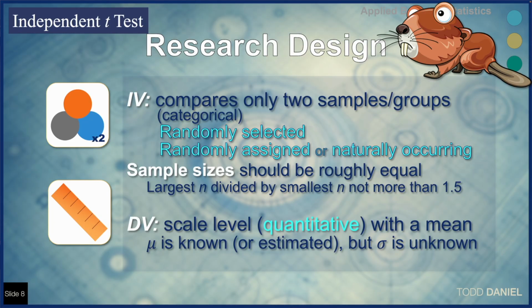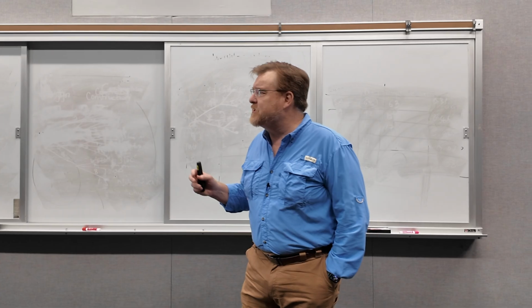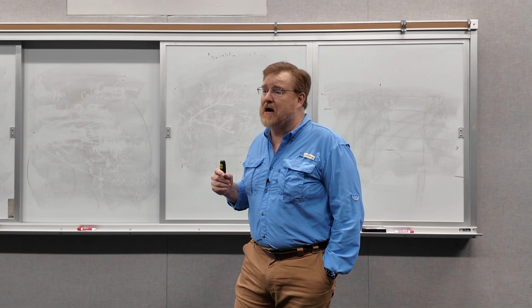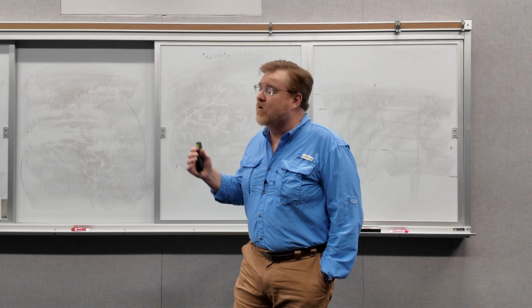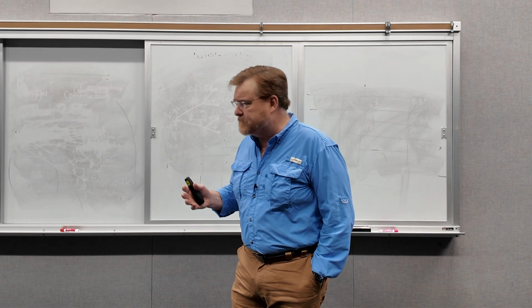The sample sizes should be roughly equal. Now, what does roughly equal mean? You divide the largest sample size by the smallest sample size. That ratio shouldn't be greater than 1.5. If it is, we may need to do more data collection. It can lead to problems with interpretation or getting results that are not valid.